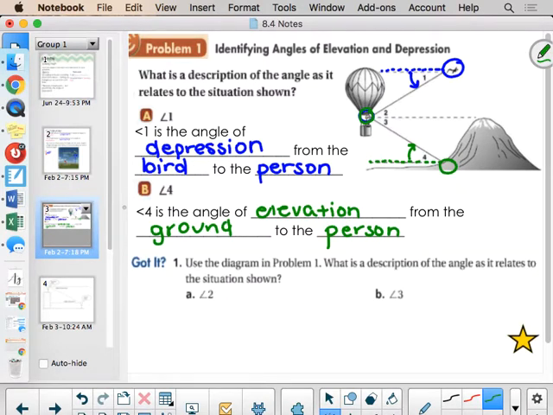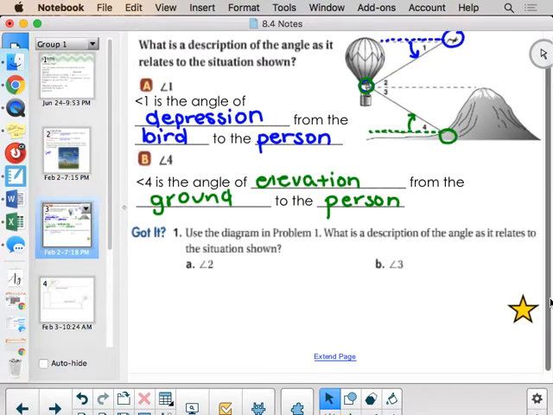It is now your turn. Take a moment here to classify angle 2 and angle 3, filling in the blanks like we basically would have done for angle 1 and angle 4.